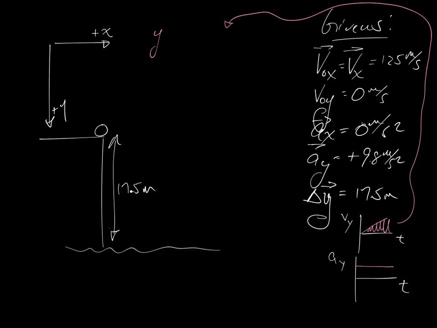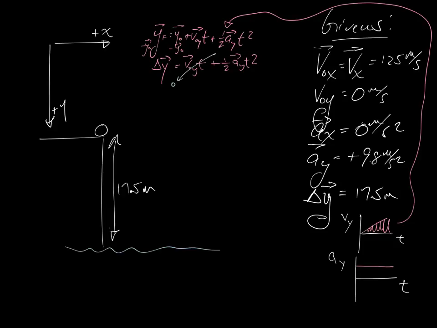y final equals y naught plus v naught y t plus 1/2 a y t squared. If I rewrite this, and I know you know this, as displacement, delta y, because I can just subtract y naught from both sides of this equation, then this is a little simpler. It's just v naught y t plus 1/2 a y t squared. And v naught is 0. The only thing here that we don't know is t, and that makes it even simpler.